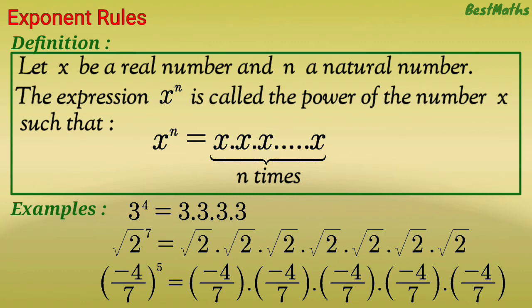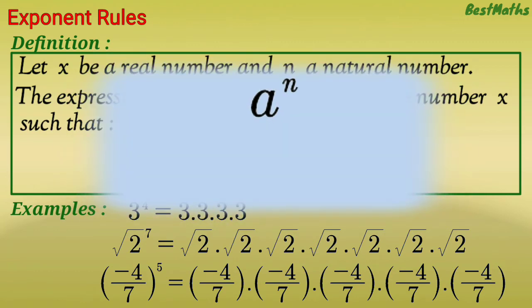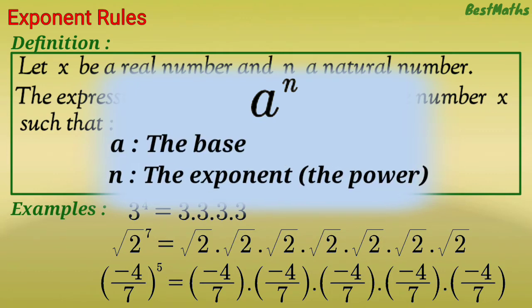When we write this expression, a to the n power, the number on the bottom is called the base, and the number at the top, telling us how many times we're multiplying the base by itself, is called the exponent. Sometimes it's also called the power.